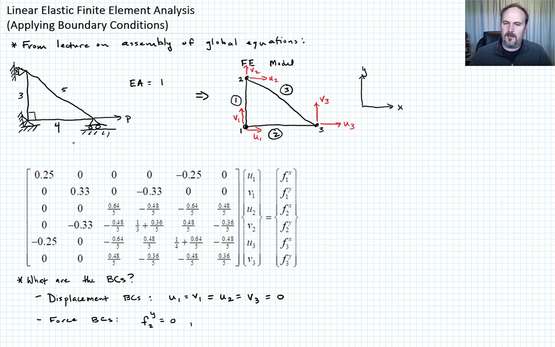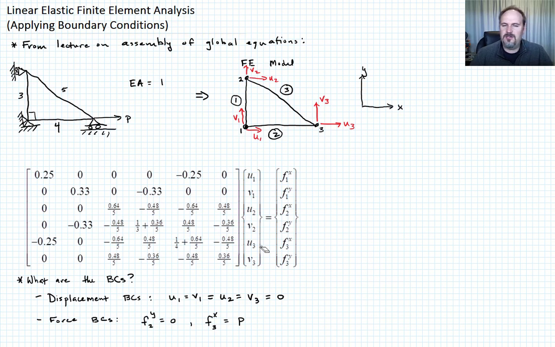And the only other force boundary condition we have is in the x direction on node 3, and that's where it's going to equal P, right? So we have F of 3 in the x direction is going to equal P. Okay, so those are the boundary conditions that we want to figure out how to apply here.